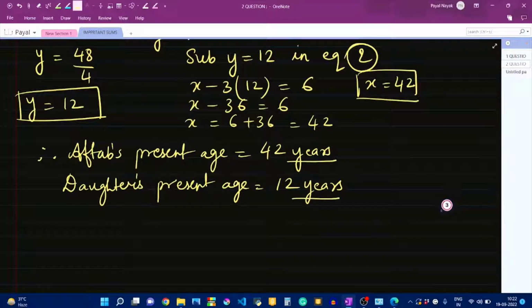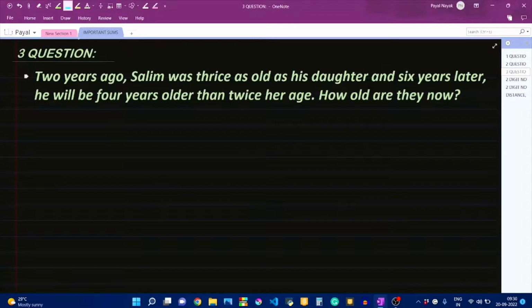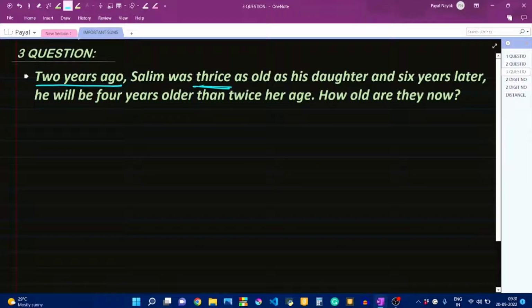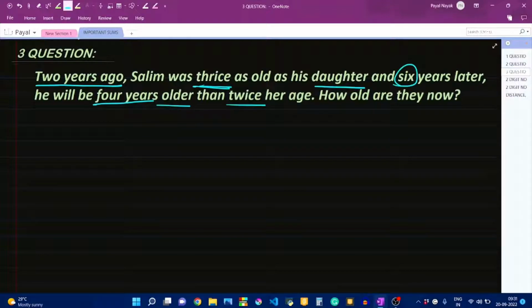Please don't forget to mention the unit, years. 2 years ago, Salim was thrice as old as his daughter. And 6 years later, he will be 4 years older than twice her age. How old are they now? That means they have asked you the present age.